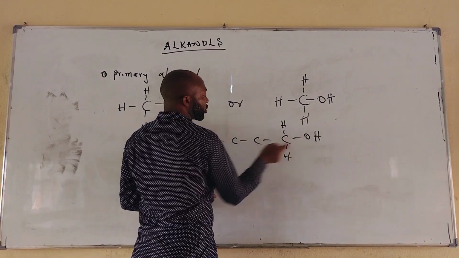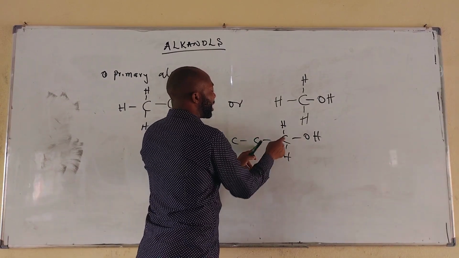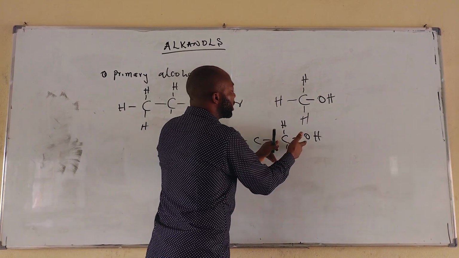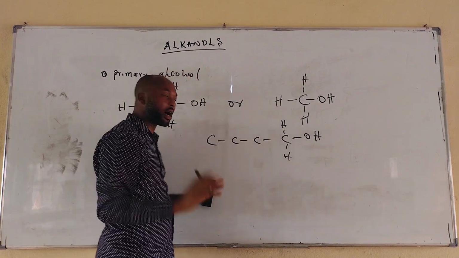If this OH were to be here, it will no longer be primary because this carbon carrying the OH will be attached to two carbon atoms. So in that sense, it is not a primary alcohol. But now, the carbon carrying the OH is attached to one other carbon atom, and that is a primary alcohol.